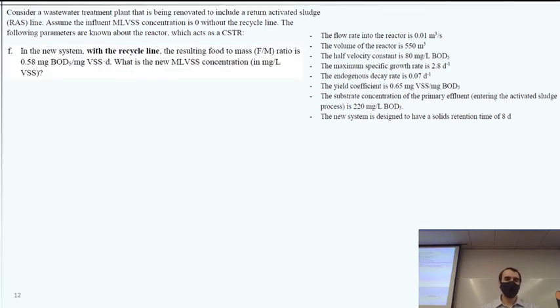Okay, so part F then asks, in the new system with recycle line, the resulting food to mass ratio. And by the way, I didn't mention this earlier, but the food to mass, we don't treat this as a separate fraction. We just always treat this as one parameter. We don't separate the food and mass. This is just one variable here, and we keep it combined in that form. So we're never going to multiply both sides of our equation by the M, because we just keep it there. So if we're given the food to mass ratio, or if we're finding one, we just use that total F/M as one parameter. So keep that in mind. Parameter is probably the right term.